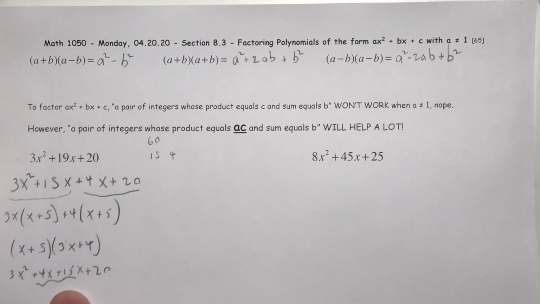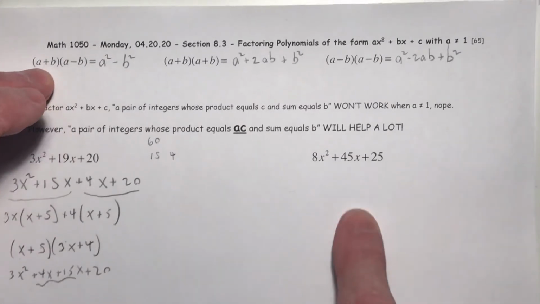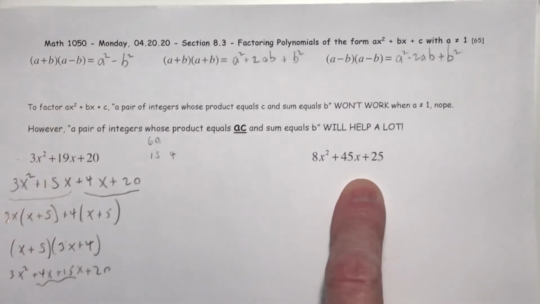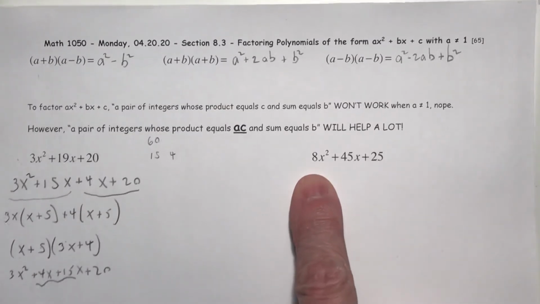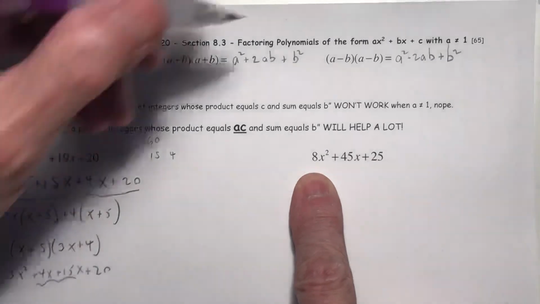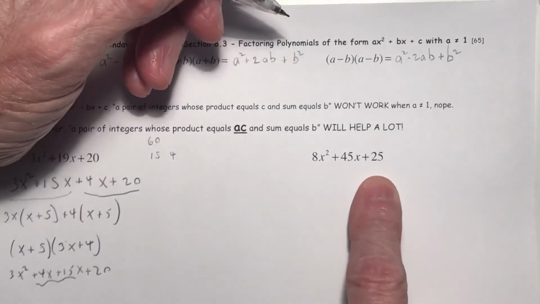So that takes care of the first one. Let's go over here to this one. What's the first step? Multiply the a number. The a number is the x squared coefficient times the c number, the constant at the end, and you get 200.